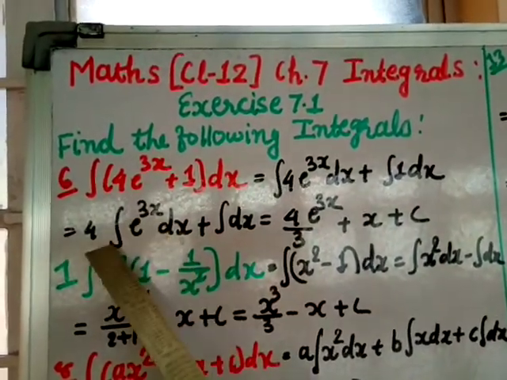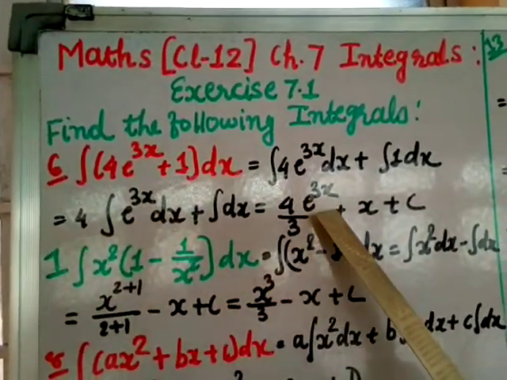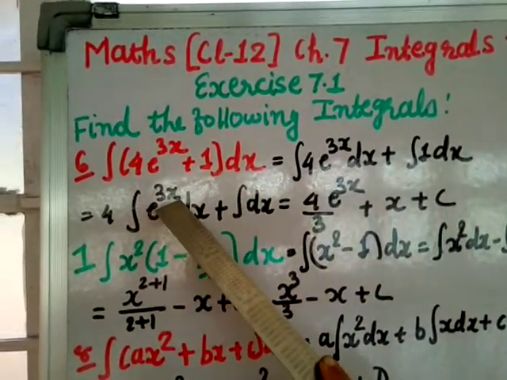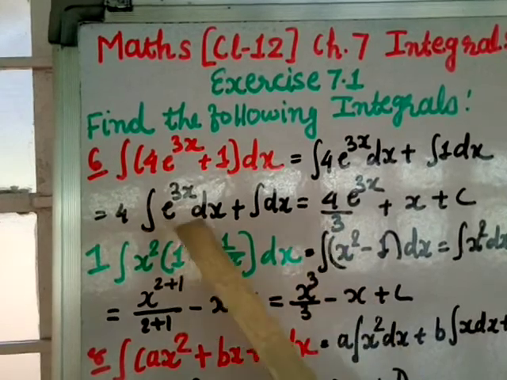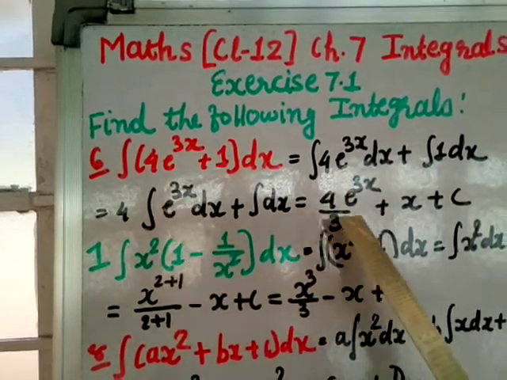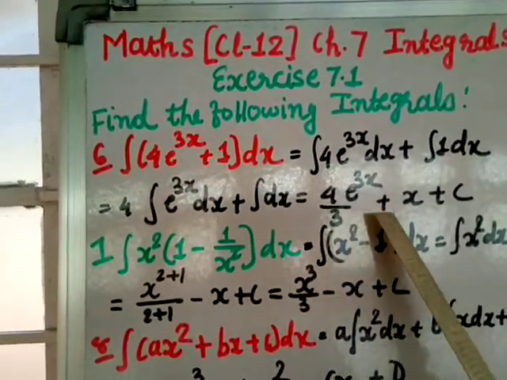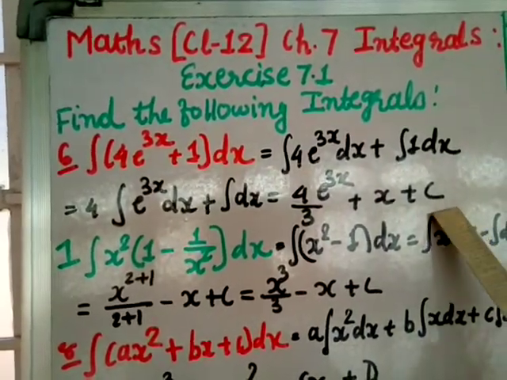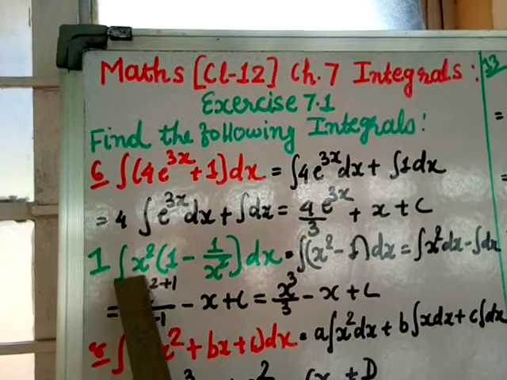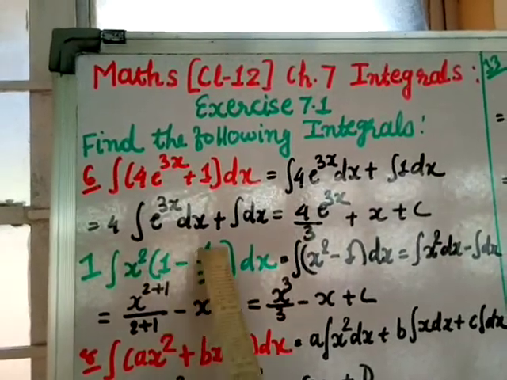The integral of e^(3x), I have given you the formula, is e^(3x). Now here x has a coefficient 3, so you have to divide the answer by the coefficient of x, that is 3. So I divide by 3 here: 4/3 e^(3x) plus integral dx, the answer is x plus the constant of integration c. Question number 7: integral x² (1 − 1/x²) dx.